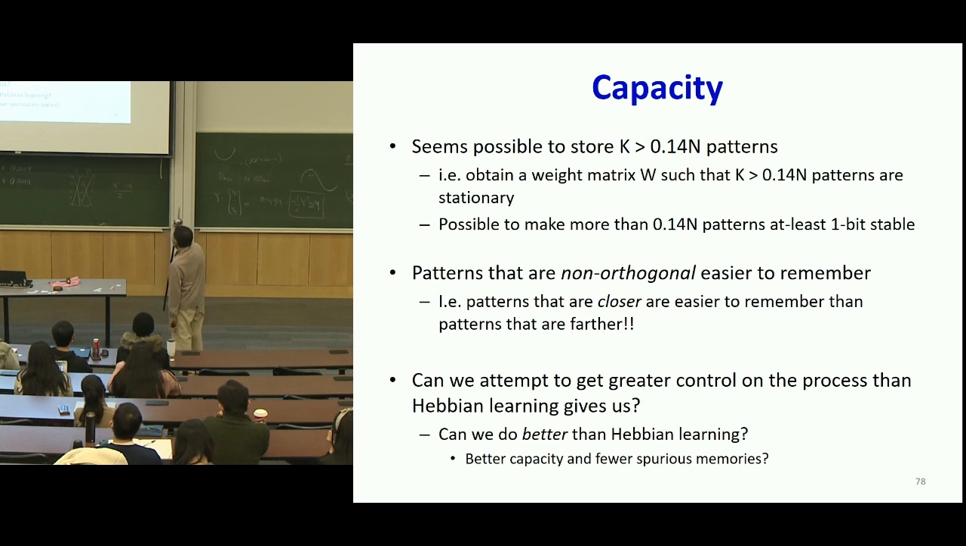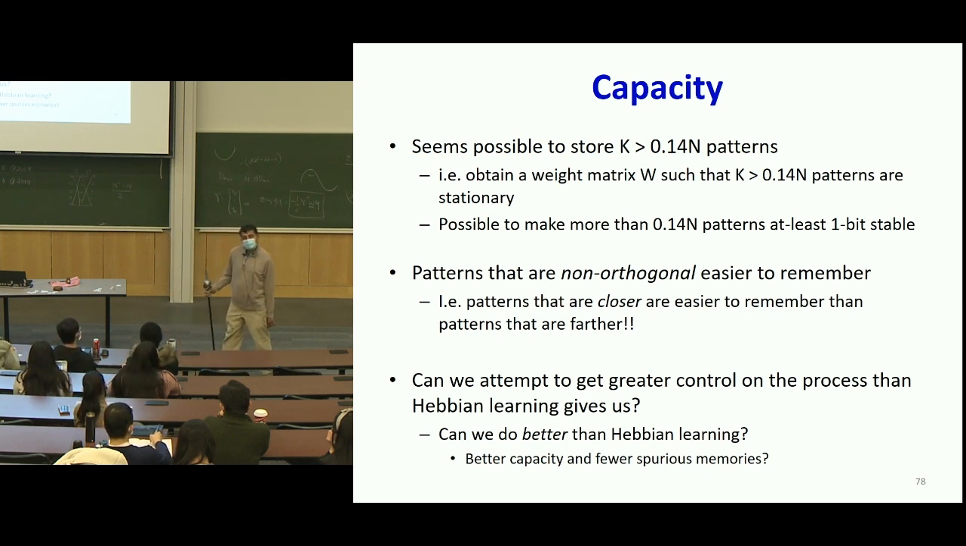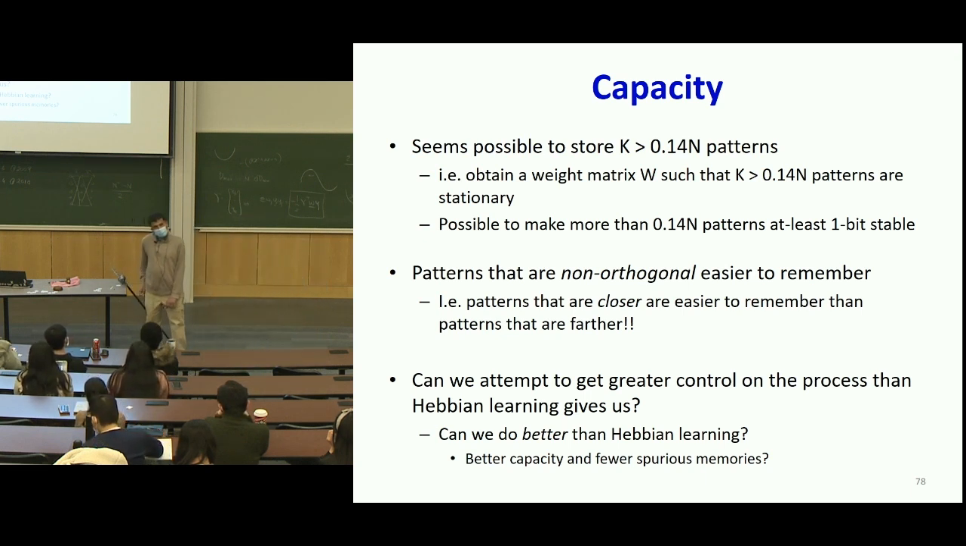So the conclusion is it seems possible to store more than 0.14n patterns, which is to say it's possible to make more than 0.14n patterns at least 1 bit stable, meaning I can flip at least 1 bit and have it go back to the memory. And the interesting thing is that if you have patterns which are very far apart, the farthest apart being 2 patterns where the number of bits that match is the same as the number of bits that don't match, that, in fact, turns out to be the most challenging case.